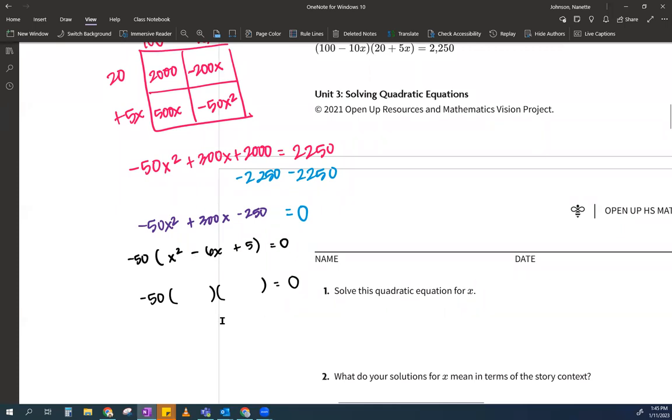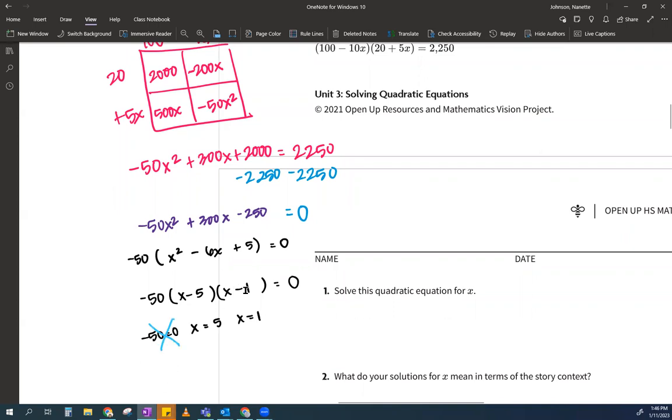Yeah, right. I know. Very good. Someone's like, oh my gosh, I was right. Very good. So I got x minus 5 and x minus 1, which basically means x is equal to 5, x is equal to 1. Hey, Ms. Johnson, what did you do with this negative 50? Nothing, because negative 50 equals 0 makes no sense. It doesn't make any sense. So I ignore him.